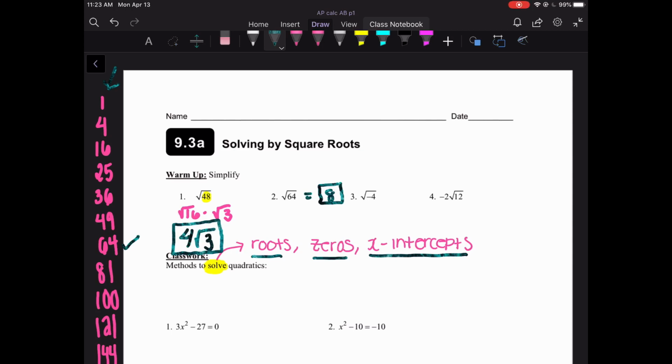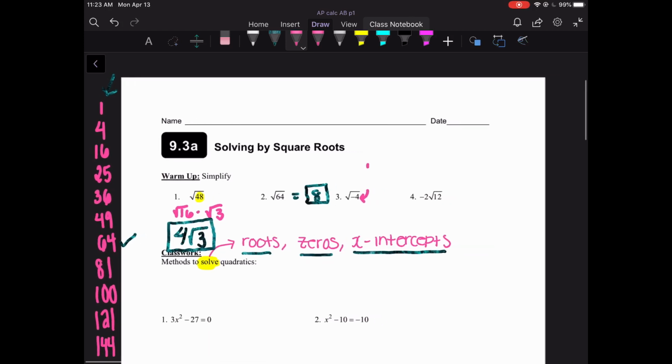Number 3. Anytime you have a negative inside your square root, in Algebra 1, we're going to say no solution right now. Eventually, you're going to learn about something called imaginary numbers, and that deals with the letter i to represent that it's imaginary. For now, no solution.